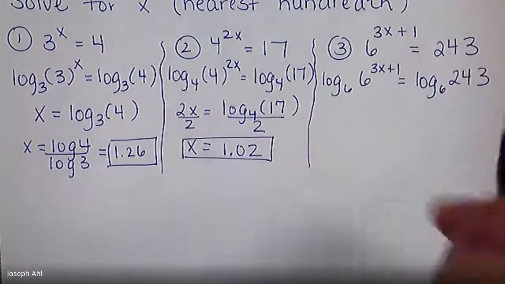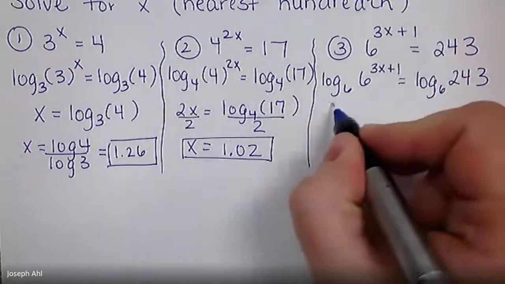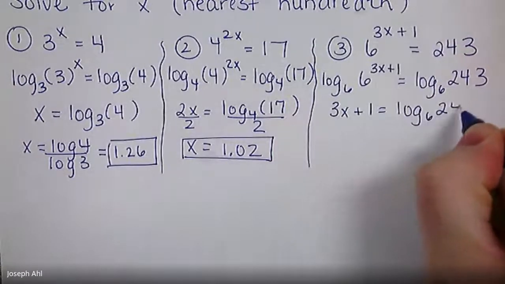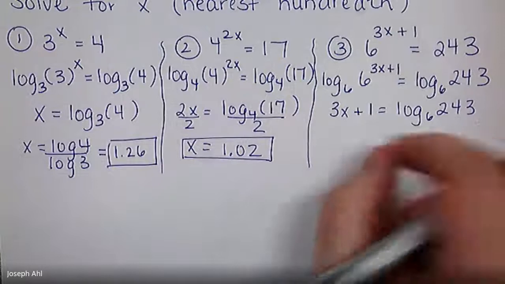Okay, so if you take log base 6 of both sides, log base 6 of 6 to the power is the power, 3x plus 1. On this side, you get log base 6 of 243. So this one just has 2 additional steps to get x alone.